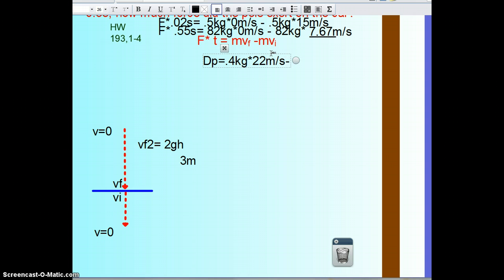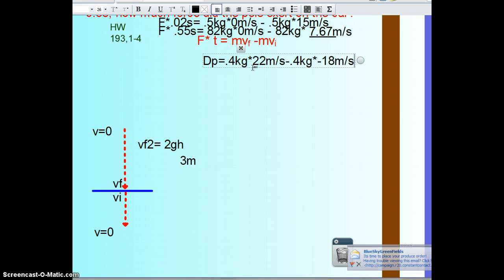Minus 0.4 kilograms times, I'm going to make the 18 negative because they're going opposite directions. Negative 18 meters per second. I get to pick that. You can do it the other way if you like. You can make this positive and that negative. I don't care, and your answer will be negative instead of positive. It's really irrelevant at this point.